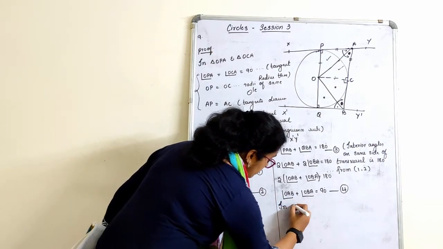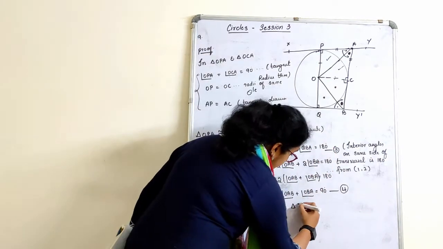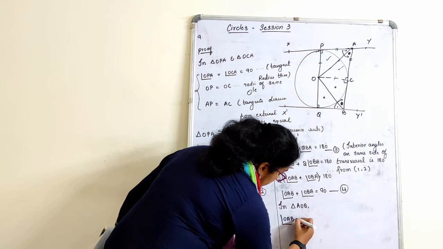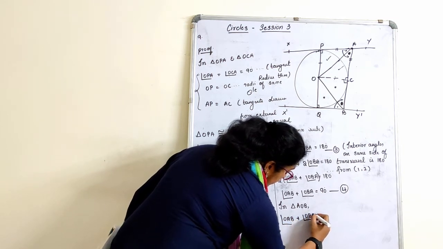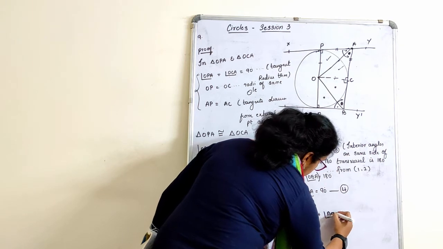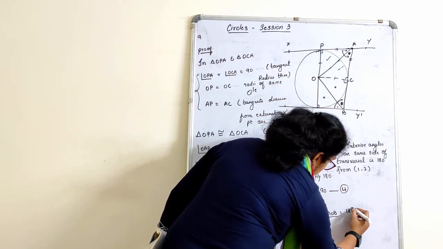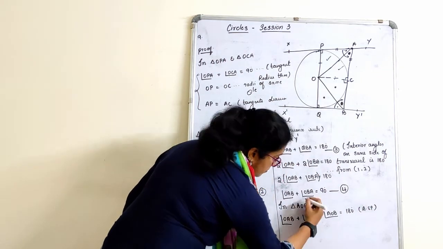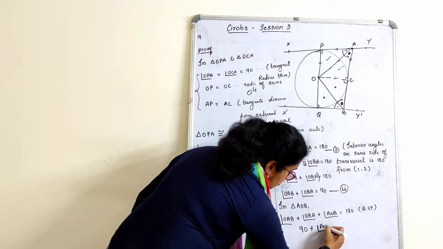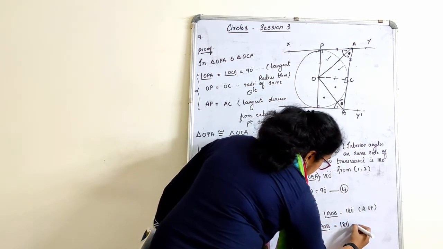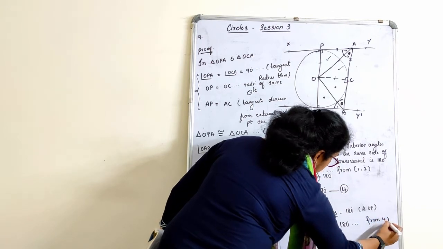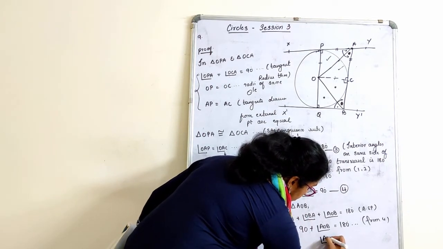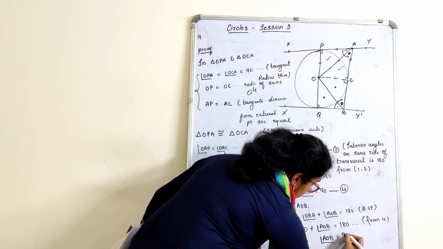Last part now. In triangle AOB, angle OAB plus angle OBA plus angle AOB is equal to 180. Reason: angle sum property. These two angles together is 90. Here it is. Plus angle AOB is equal to 180. Reason, I will write from 4. 180 minus 90 is 90. Therefore, angle AOB is equal to 90 degrees.